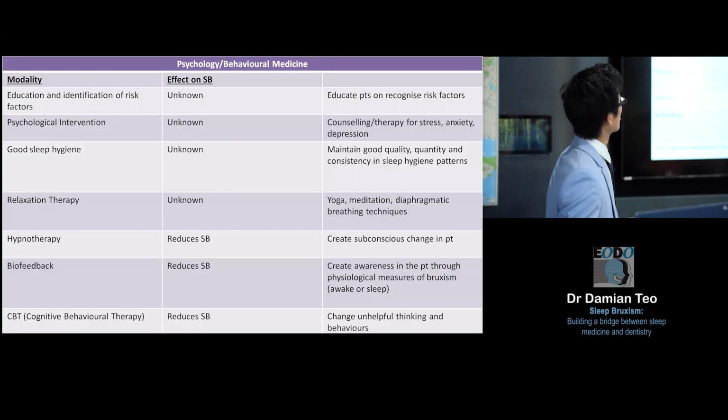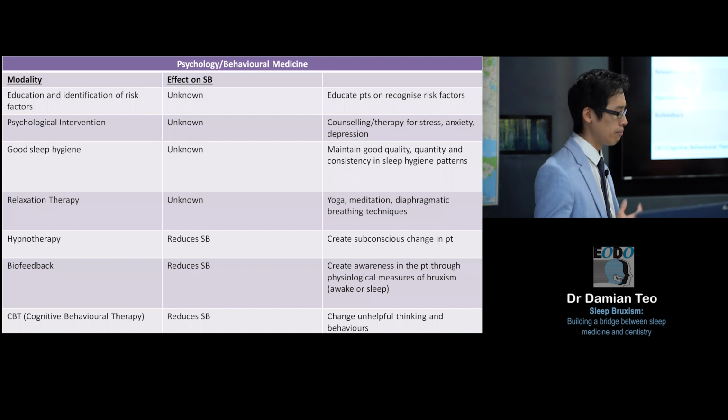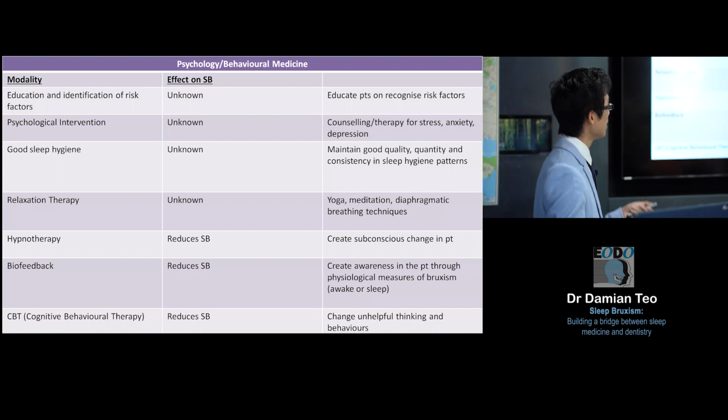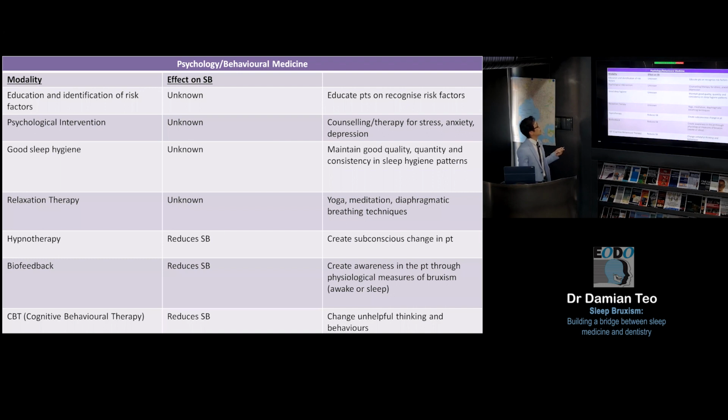So when we're looking at psychology and behavioral education for patients, with the effect they could have and what the research shows, when we educate patients on identifying risk factors that they can take note of, the effect on bruxism is unknown because everyone is different, but educating them does make a huge improvement with quite a lot of patients. Psychological interventions such as counseling, CBT therapy, the effect is unknown, but it is helpful. Good sleep hygiene, again, unknown, but if we're getting a good night's sleep, that's going to turn off the sympathetic nervous system. Relaxation therapy, like yoga, meditation, diaphragmatic breathing, it is very helpful, especially with the patients who don't know how to breathe properly.